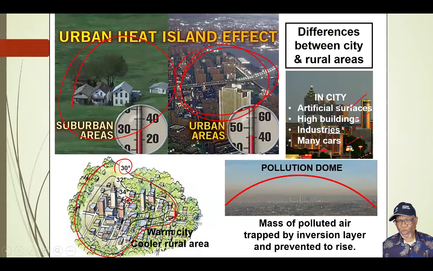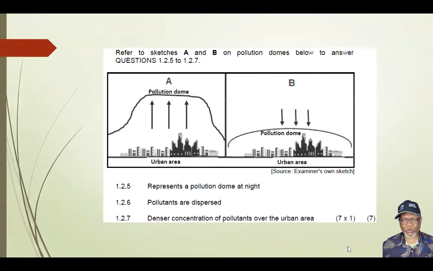And then we have what we call the pollution dome. It is easy for people to confuse pollution dome and urban heat island. These are two different things. Pollution dome is the polluted air in the city. You can see the pollution dome here, polluted air in the city. But a heat island is an urban area that is warmer than its surroundings, while a pollution dome is a parcel of polluted air in or around the city. So you must know the difference between the two.